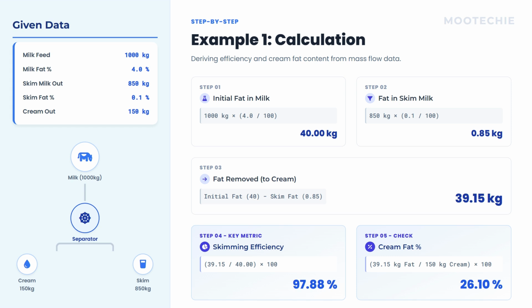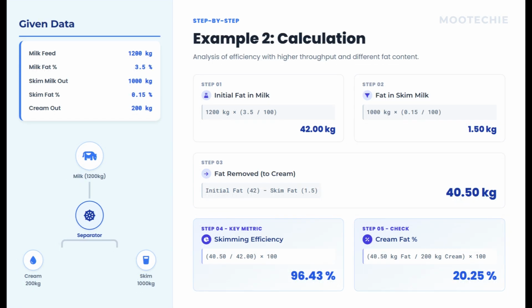Now let's explore how different conditions affect the process with a second example. Here is a new set of given data. This time the milk feed is 1,200 kilograms. The milk fat percentage is lower at 3.5%. The skim milk out is 1,000 kilograms with a skim fat percentage of 0.15%. And we produce cream out weighing 200 kilograms. This is example 2, an analysis of efficiency with higher throughput and a different fat content.